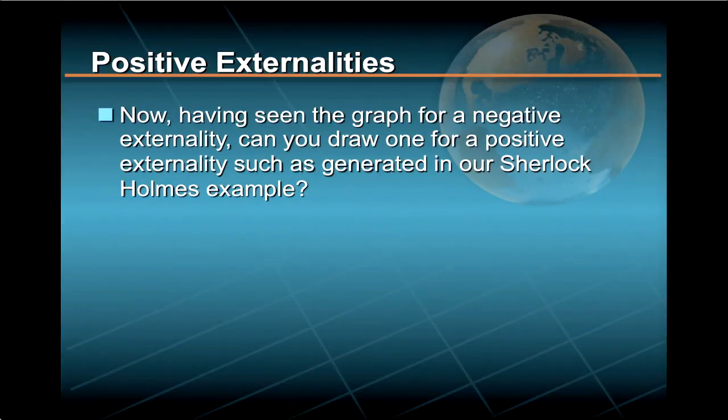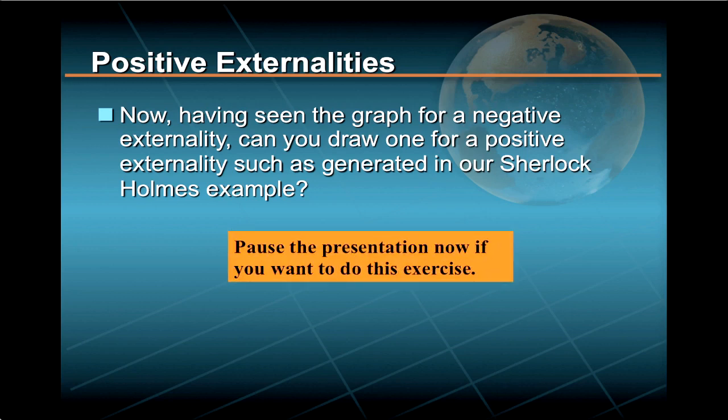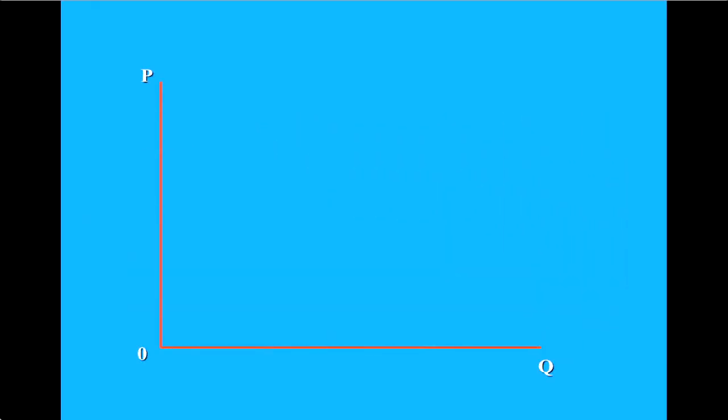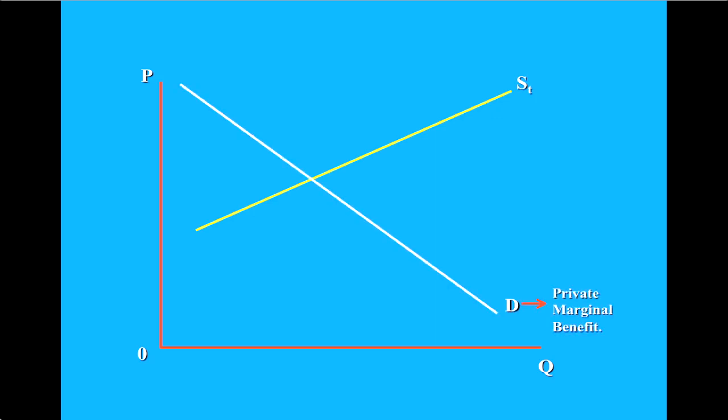Now, having seen the graph for a negative externality, can you draw one for a positive externality, such as generated in our Sherlock Holmes example? Give it a try. This figure illustrates the case of positive externalities. We have an upward sloping supply curve of vaccinations and a downward sloping demand curve for vaccinations, with this downward sloping curve reflecting the private marginal benefits that accrue to consumers.